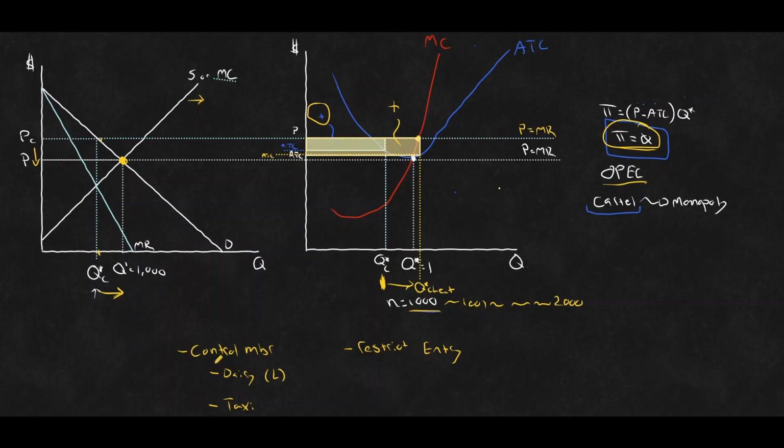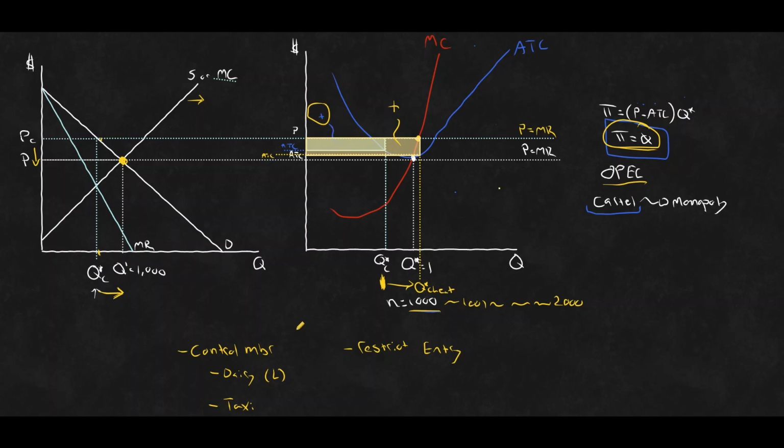So they're able to control their existing membership and they're able to restrict entry for new membership, thus maintaining these large positive profits altogether.